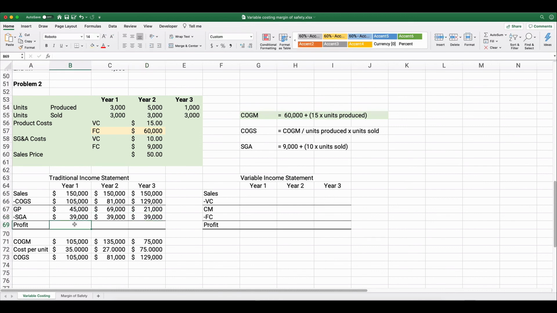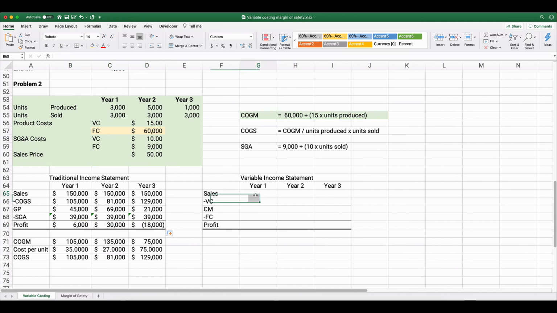So we have the first year 45 minus 39. The profit is 6,000. The profit grows to 30,000, and then the profit goes down to negative 18,000. We have a loss of 18,000. If we add all this up, what's our total profit? It's going to be the 18,000 is our total profit.